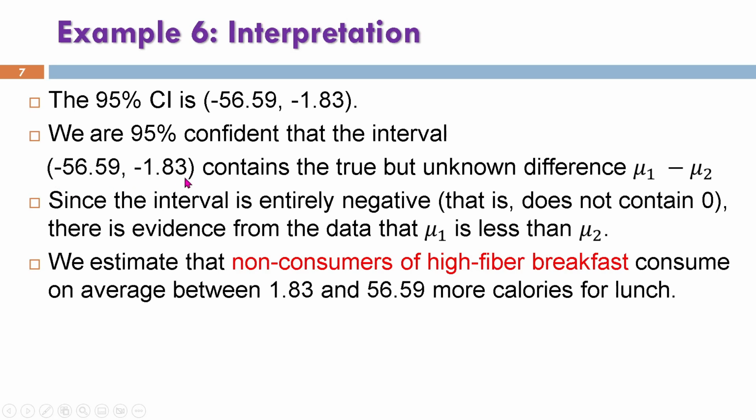that the interval is actually on the negative side. So it contains the true, but unknown, difference between the two population means, mu1 minus mu2. Okay, since the interval is entirely negative, that is, does not contain zero, it is evident from the data that mu1 is less than mu2. Mu1 less than mu2, that's why it's negative.